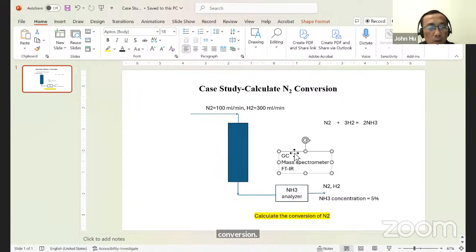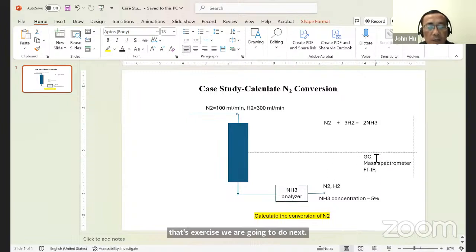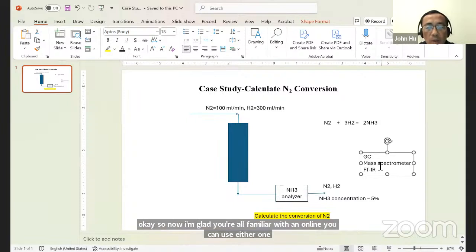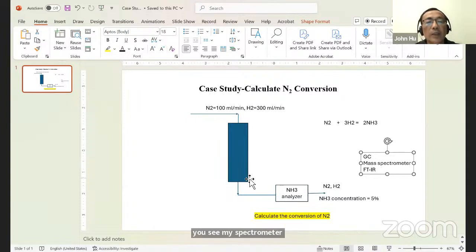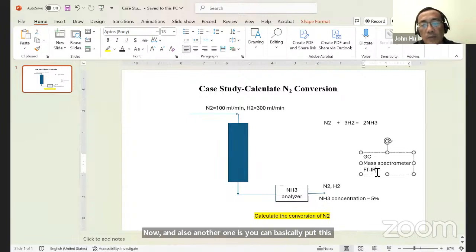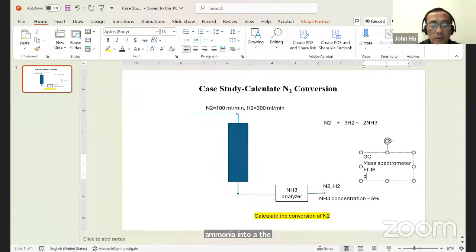Now, I'm glad you're all familiar with analyzers. You can use either one, GC, mass spectrometer, and also FTIR. Another one is you can put this ammonia into solution and do the pH analysis. That's the old way.